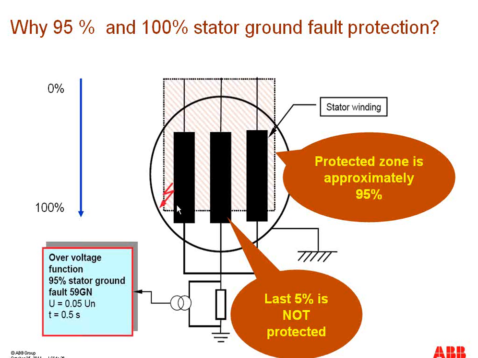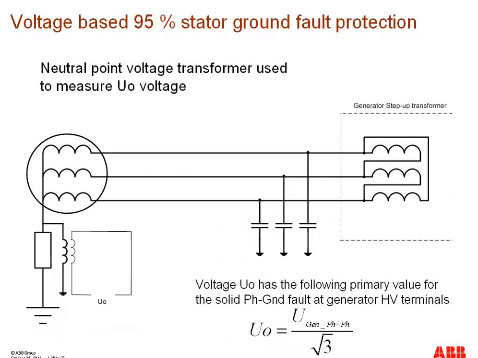And as you can see from here, only this part of the stator winding is covered by the conventional ground fault protection scheme, and the remaining 5% is not covered. And we'll see different protection schemes which can cover the rest of those 5% as well. But before that, let's see what the schemes are that are presently in vogue for this 95% stator ground fault protection.